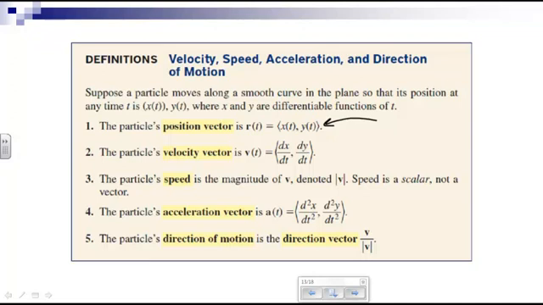Likewise, acceleration can be described as a vector. The acceleration would be the second derivative of x with respect to t, and the second derivative of y with respect to t. Lastly, the direction can be boiled down simply as the unit vector.